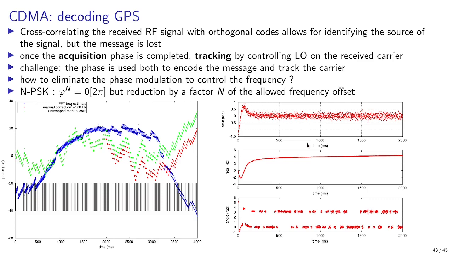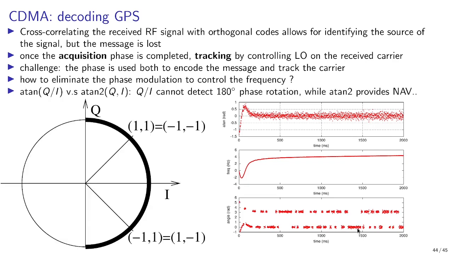This requires that we can, on the one hand, detect with pi phase rotation uncertainty the coarse phase to track the DLL and PLL, and then that we can actually recover the navigation message as 0 or pi, and this is achieved by comparing arctangent of Q over I with respect to arctangent2 of Q and I. Arctangent of Q over I is pi insensitive because -1 and -1 will give the same result as 1, 1 for Q and I, whereas arctangent2 remembers the individual sign of I and Q and can have 2 pi uncertainty, hence recovering the navigation message.